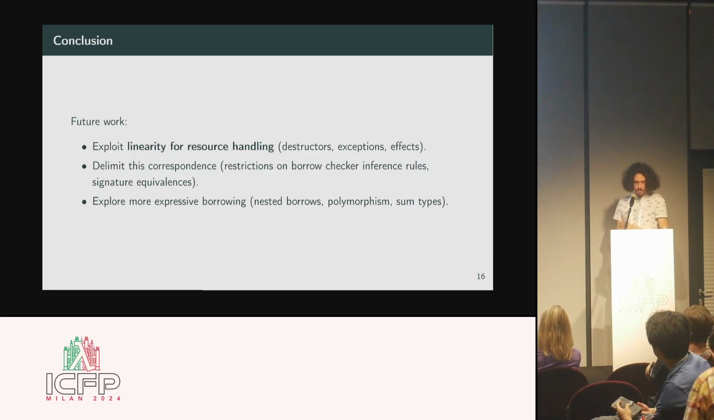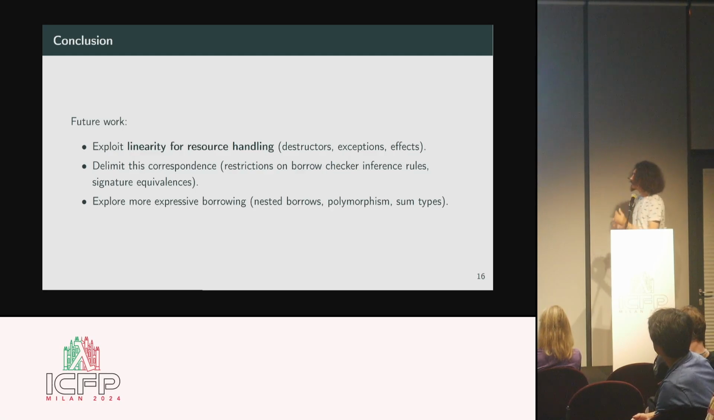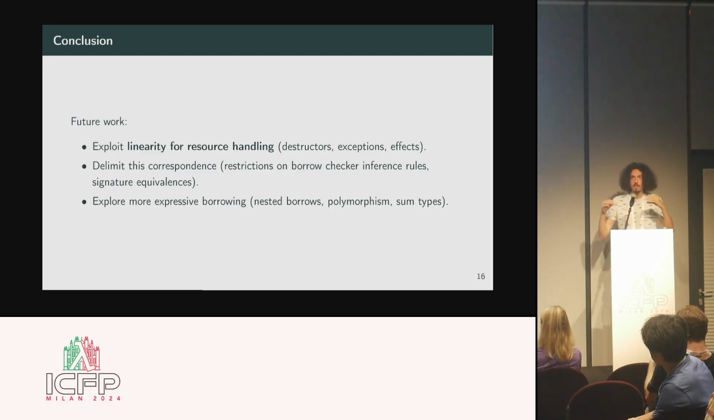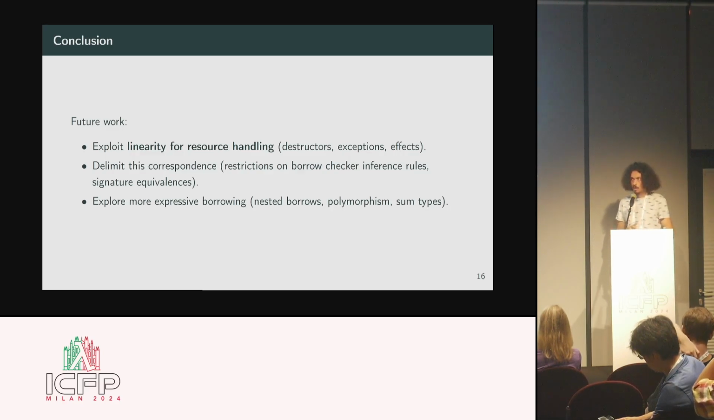Also, if we want to preserve linearity, we have some restrictions on signature equivalences in Rust, because in the signature we see an explicit graph of dependency between the inputs and the outputs. So it means that we need to normalize a bit the function that we obtain and which describes the dependency within our program. And finally, it remains to explore more expressive borrowing, typically nested borrows, so borrows of borrows, having polymorphism, and the one which I think is important but also may require a form of dependency in some types, meaning I can have a borrow on one region or a borrow on another region.